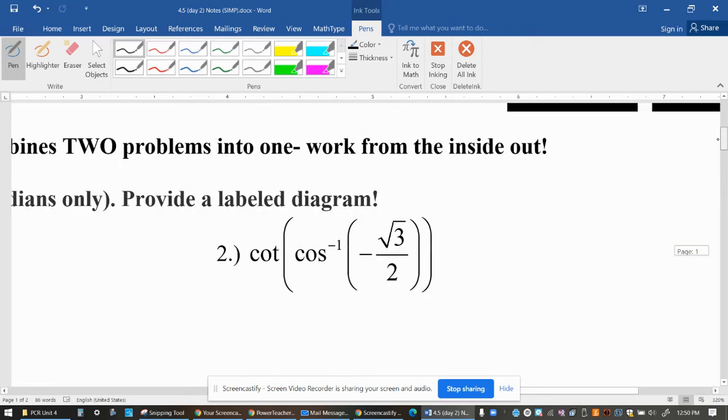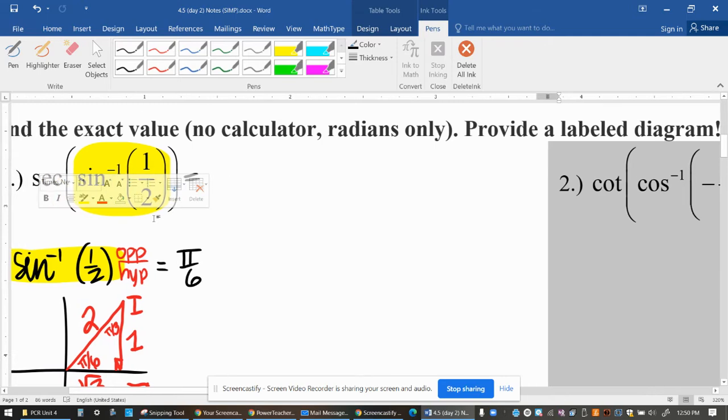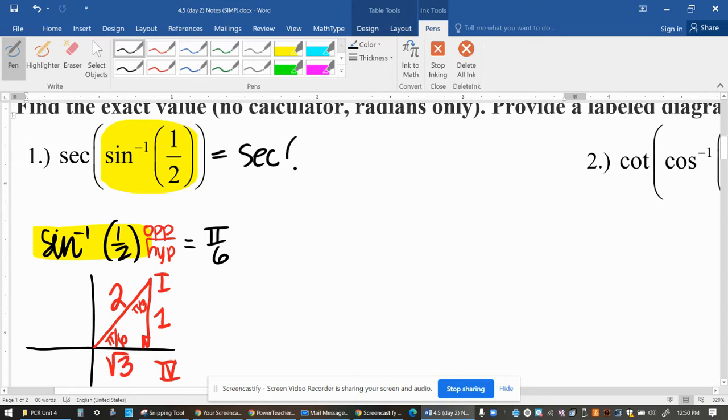My computer loves jumping back and forth from the screen. Okay, so now we need to find the secant. I'm going to plug the pi over 6 in for what was in yellow, so secant of pi over 6. Pi over 6 is in quadrant 1. Technically I already have it drawn out, and it happens by coincidence that the angle I want is already in my first diagram, but I'm going to redraw it just to prove a point.